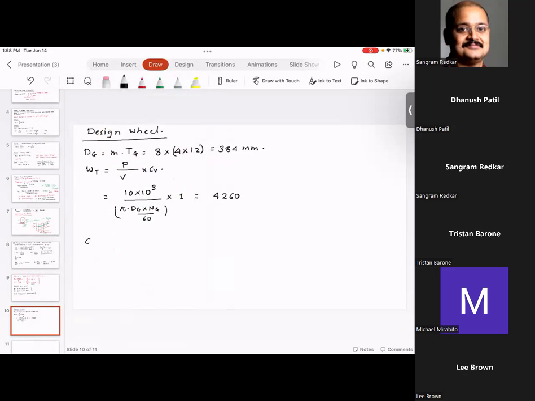Next is the velocity factor CV, which is 6 divided by 6 plus V, is equal to 6 divided by 6 plus 2.35, which is equal to 0.72.